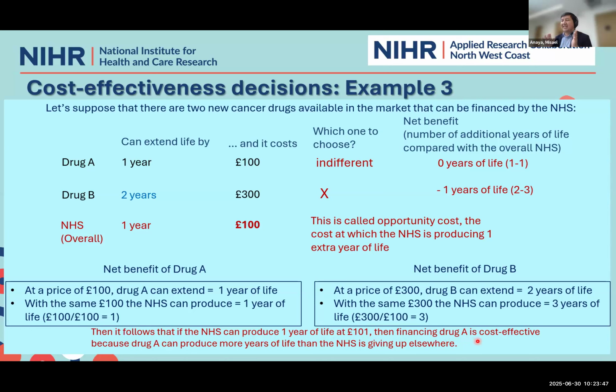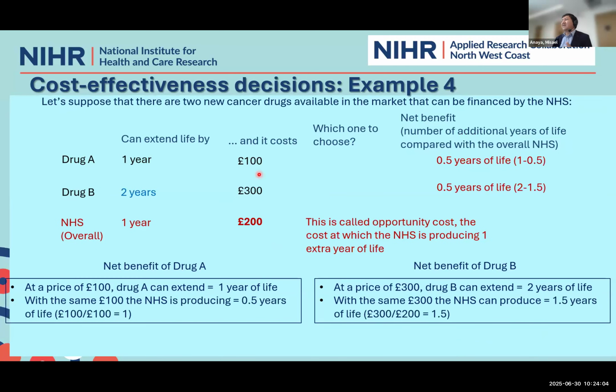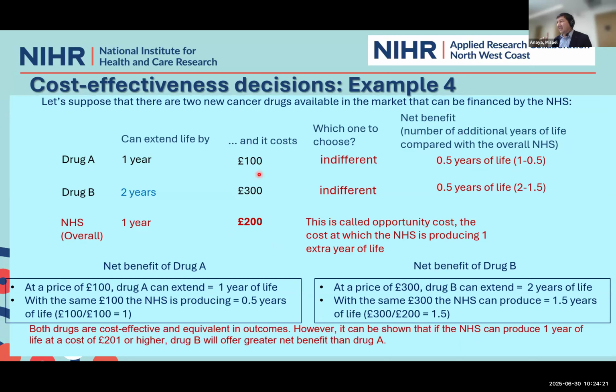So that is the reason, if the threshold, the opportunity cost, is higher than 100, then drug A could be cost effective. If we continue with this example, we can show that with a value of 200, both drug A and drug B will be indifferent. Financing drug A and drug B will be indifferent. However, if the overall threshold, the NHS threshold, the opportunity cost is higher than 200, let's say 201, then drug B will be cost effective.